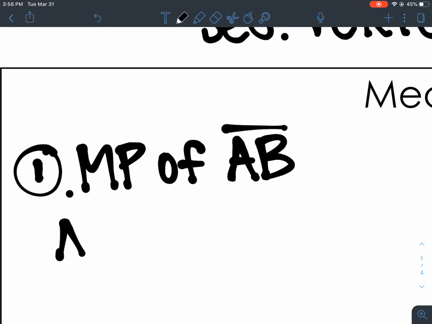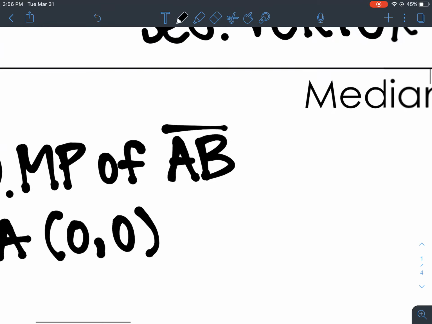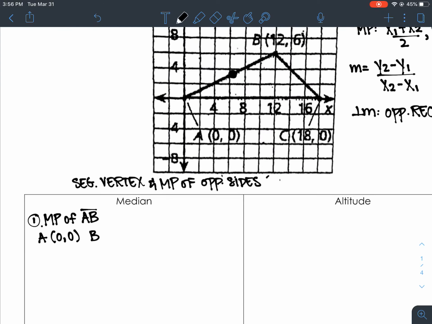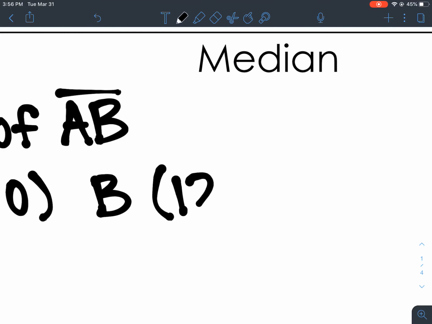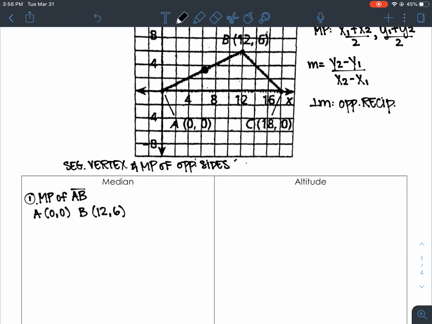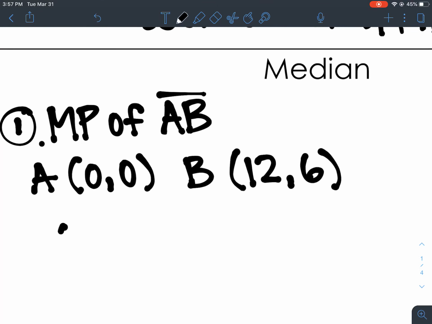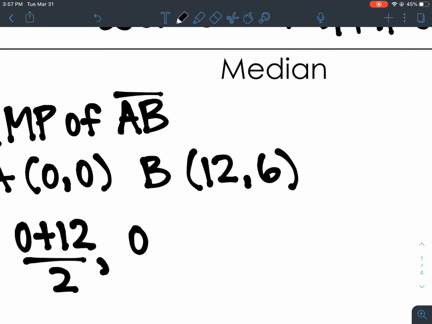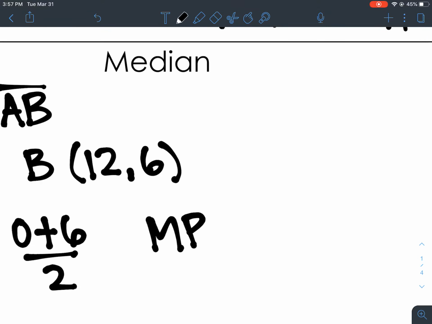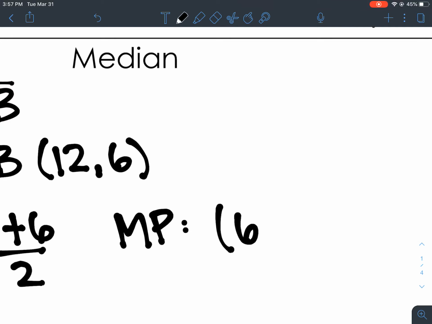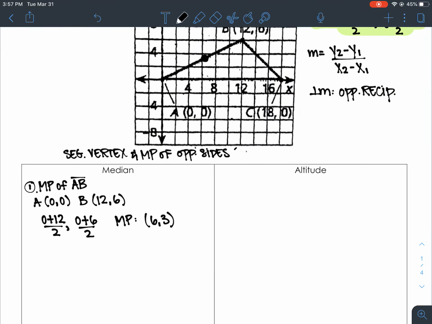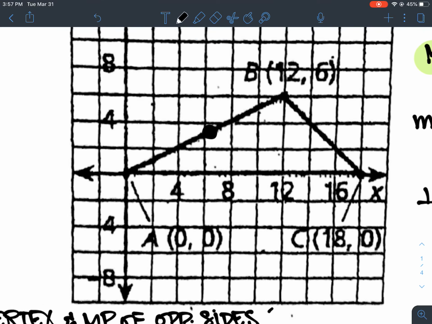So my point A is (0, 0) and my point B is (12, 6). I'm going to find the midpoint of those two points using the formula we already wrote down. I add 0 plus 12 and divide by 2, comma, 0 plus 6 divided by 2, which means my midpoint is (6, 3).